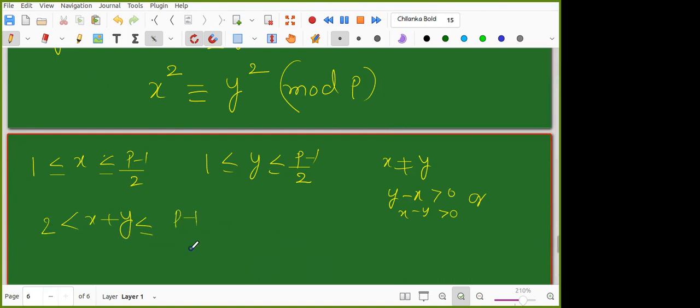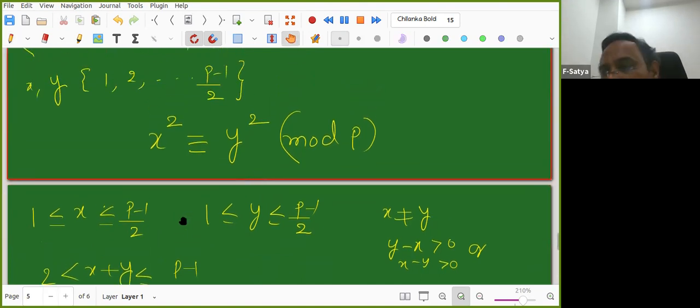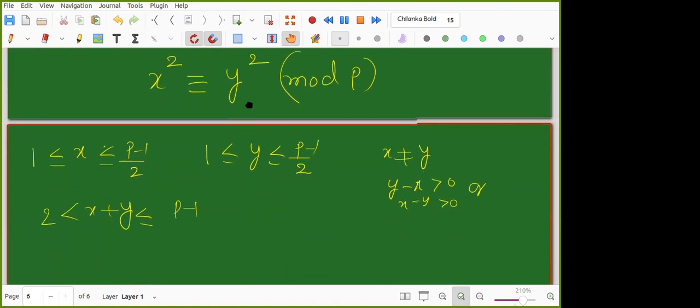Right. So this is also okay. Now, from this, what is it that we conclude? Actually, I am not proving. I am just giving the details so that in future there is no need of me or somebody else. You can prove on your own without any doubt. p divides x plus y or x minus y.